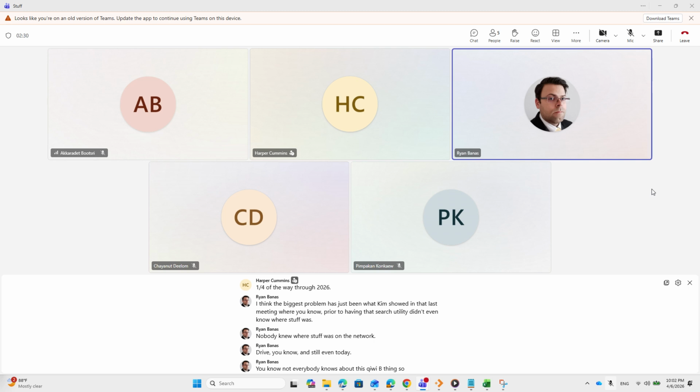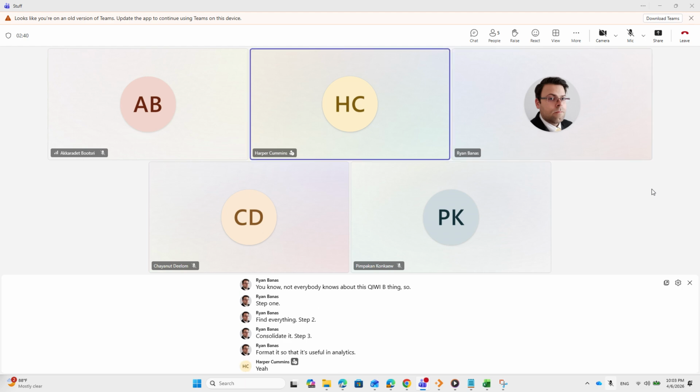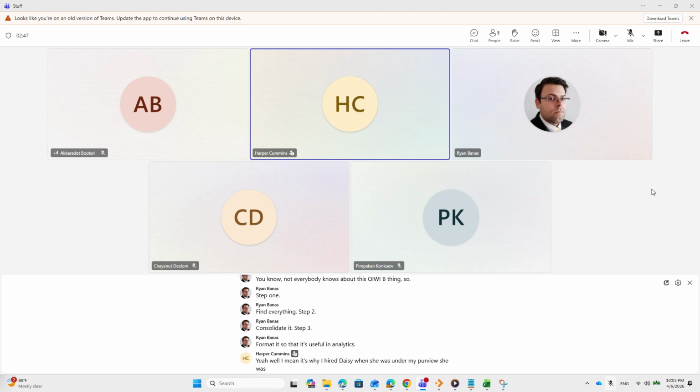So step one, find everything. Step two, consolidate it. Step three, format it so that it's useful in analytics. Yeah, well, it's why I hired Daisy. And when she was under my purview, she was doing that.